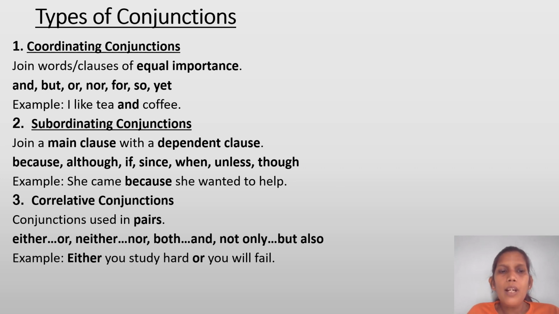Correlative conjunctions are conjunctions used in pairs. For example, either, or, neither, nor, both, and, not only but also. Okay, either you study hard or you will fail. Any doubt?